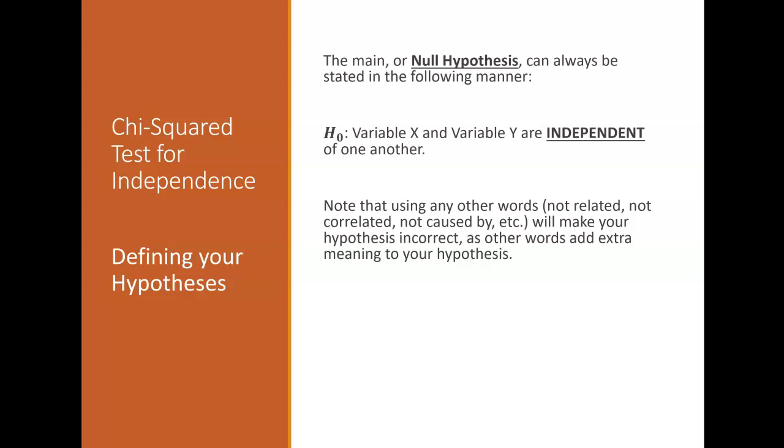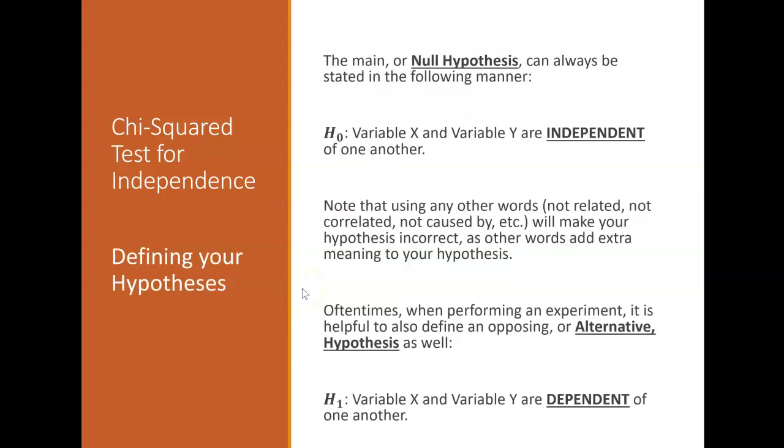So again, here, vocabulary matters. If you use other words than independent, I'm going to mark that wrong. So if you say related, correlated, not caused by, any of those things other than independent, is going to get marked wrong. Just to be super clear, for the chi-squared test for independence, you have to use the word independent in your null hypothesis. Got to see it. Should be easy to remember that.